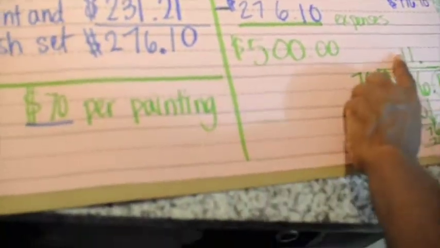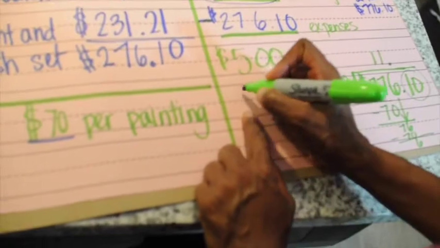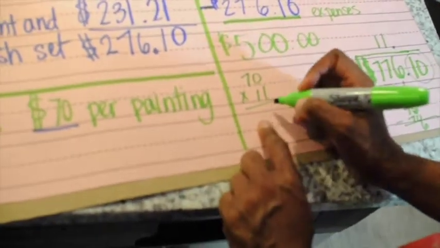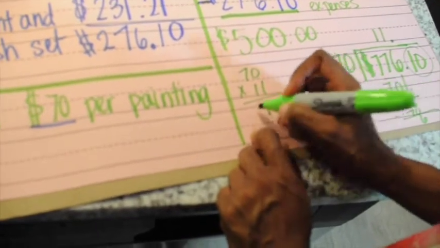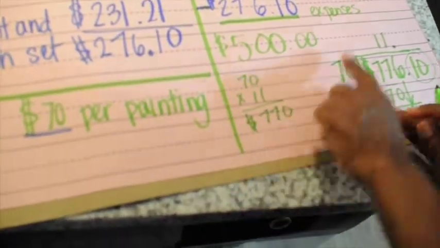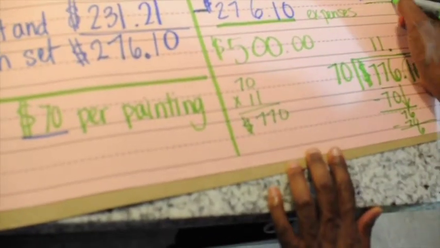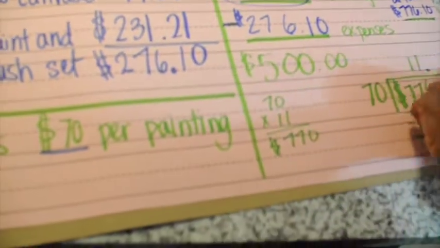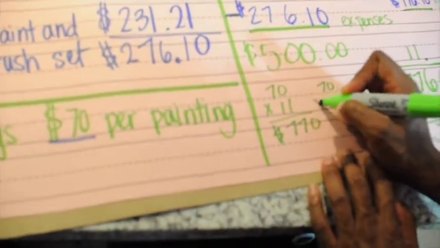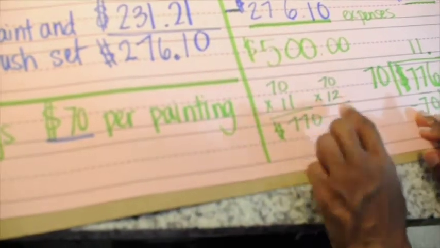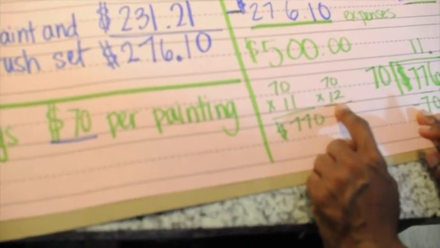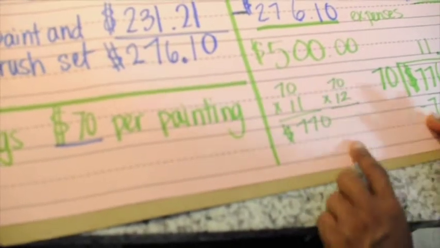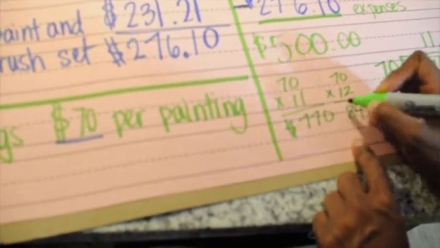So now let's imagine we were at 11 paintings. If she does 11 paintings, 70 times 11, well, that's just like 7 times 11 with a 0 at the end. That would be $770. That's not enough because I have to make $776. So now I'm going to go to the next painting because I had something left over. 70 times 12. 12 paintings. So how much money would I make off of 12 paintings? Well, 12 times 7 is 84, and I add my 0 to the end.